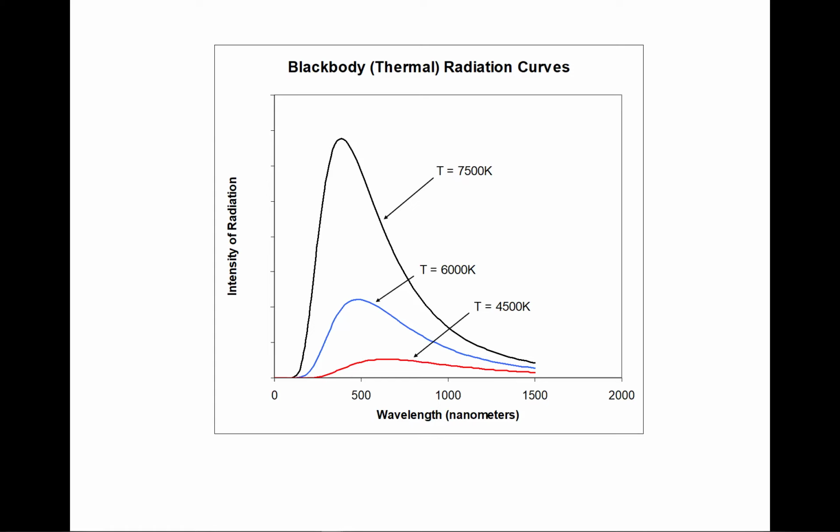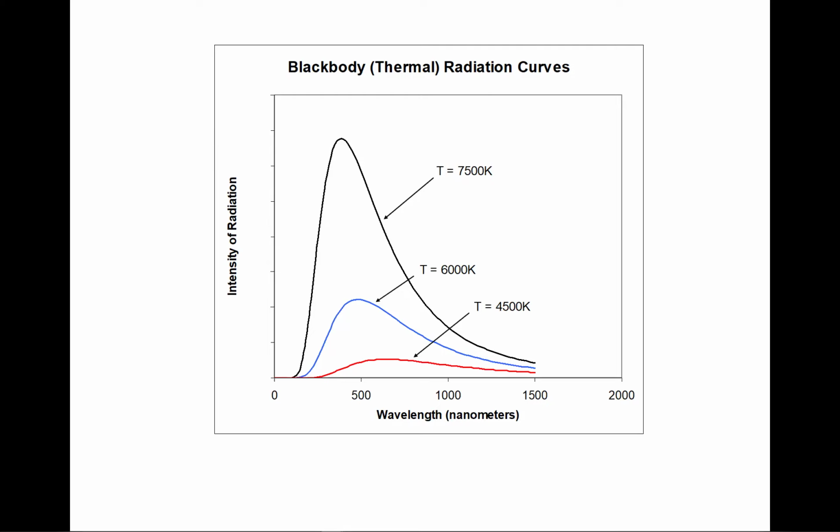Anyway, things you can see on here. These are all graphed on the same curve with the same axis vertically and horizontally. And something you can see is that as the temperature of something goes up, we've got one that's 4,500 Kelvin, one that's 6,000 Kelvin, and one that's 7,500 Kelvin, the peak of the curve moves towards shorter wavelengths, but the area under the curve gets very large very fast.